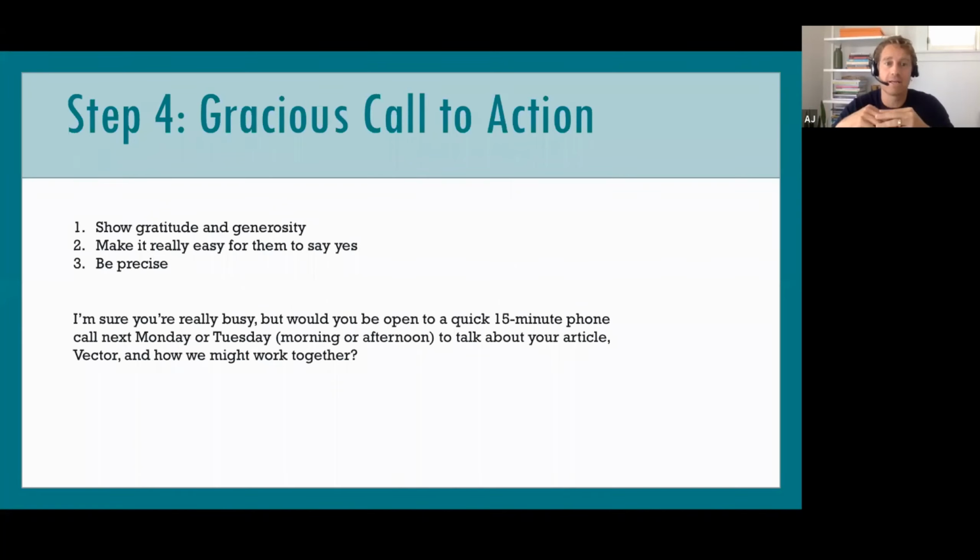So here it is. You also want to make it as easy as possible for them to say yes. And you want to be very precise. So here's what I think we should do. I'm sure you're really busy, but would you be open to a quick 15-minute phone call next Monday or Tuesday, morning or afternoon, to talk about your article, Vector, and how we might work together? And now all they can do is act.